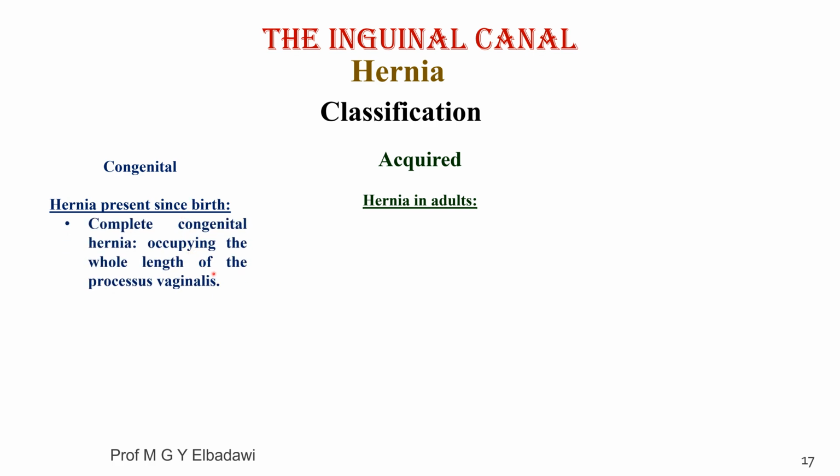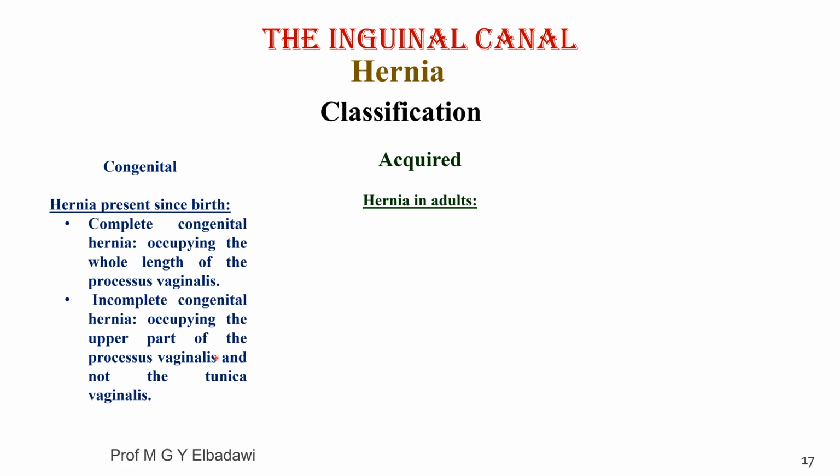Congenital is of two types, as we said: the complete congenital hernia, which occupies the whole length of a persistent processus vaginalis, and in this case, in the field of surgery, the testis will appear, while the incomplete congenital hernia occupies the upper part, leaving the lower part for the testis as tunica vaginalis. And the testis will not appear in the field of surgery.